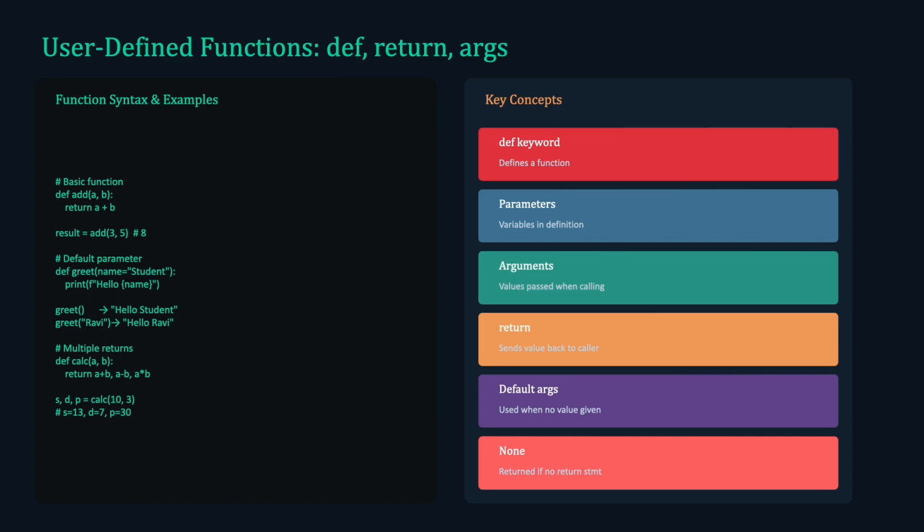Def greet(name='student'): it uses the given name if a name is given. It uses 'student' if no name is given. Python functions can return multiple values as a tuple. If there is no return statement, the function returns None automatically. This is a very common exam trap.